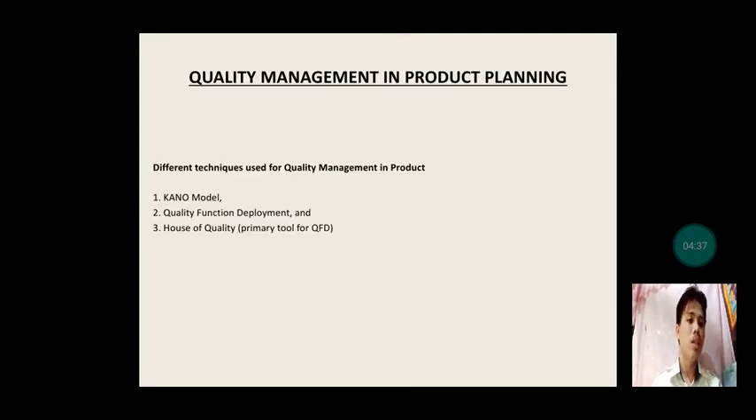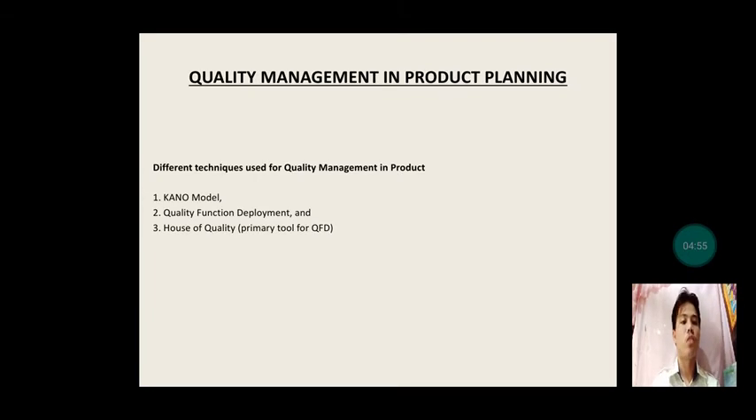Then, quality management and product planning has different techniques. First is the Kano model. Then second is the quality function deployment, and lastly the house of quality.